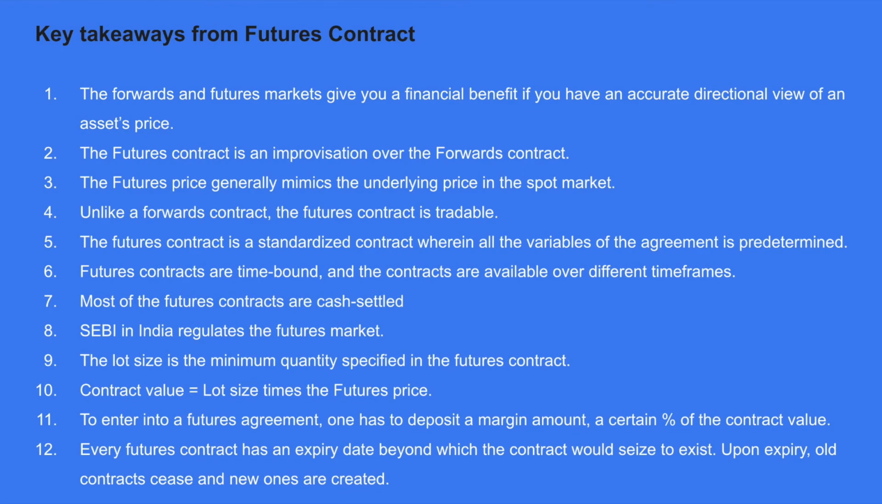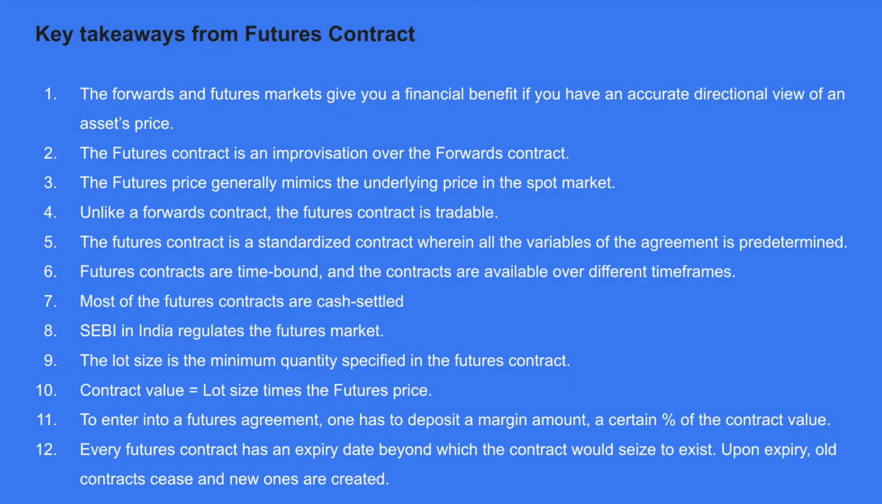Now, most of the futures contracts are cash settled. And SEBI regulates the futures market. Lot size is the minimum quantity specified for the futures contract. You can trade in the multiples of lots. So if the lot size is, suppose, 10 quantity of the underlying, then you can trade in 10, 20, 30, 40 such way. And contract value is equal to lot size into the price per quantity.